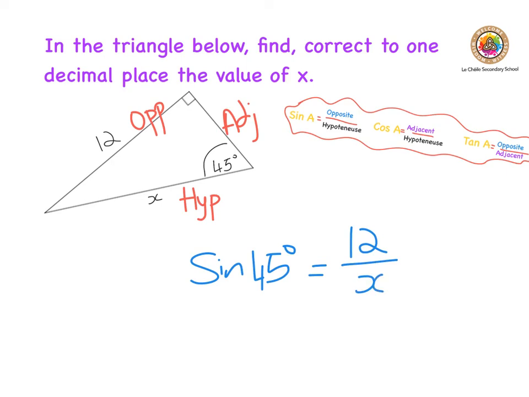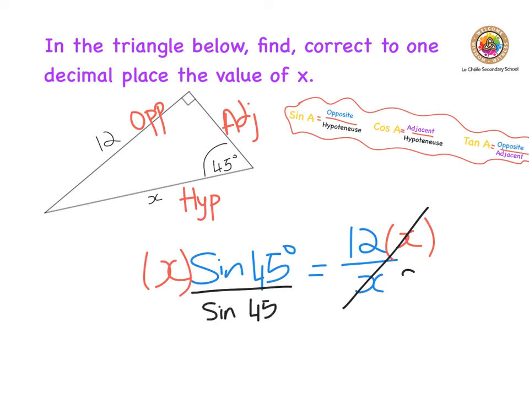And again, I want to get x on its own, so here I'm going to have to multiply by x, and so here I'm going to have to multiply by x. They cancel, and so now to get x on its own on this side, I need to divide by sine of 45. So I'm going to divide here by sine 45, and here I'm going to divide by sine 45, and they're going to cancel. So that leaves me with x is equal to 12 divided by sine 45.